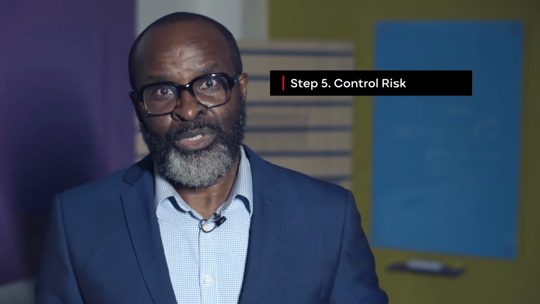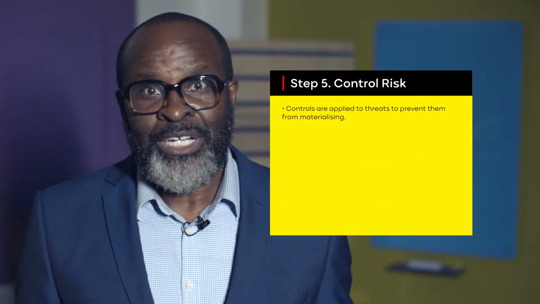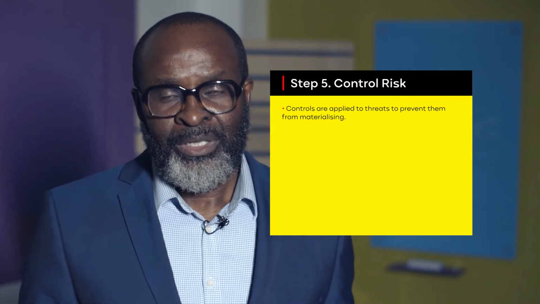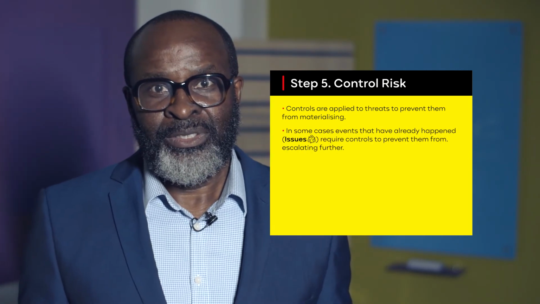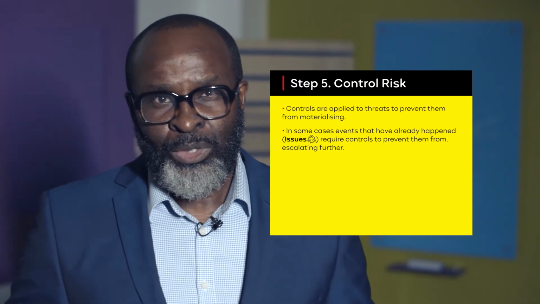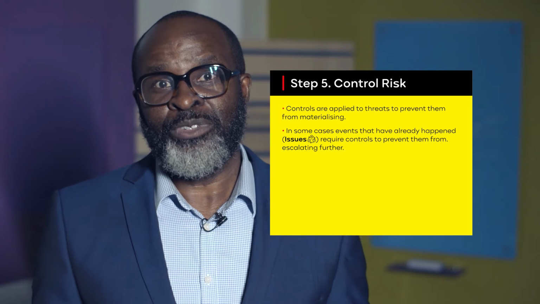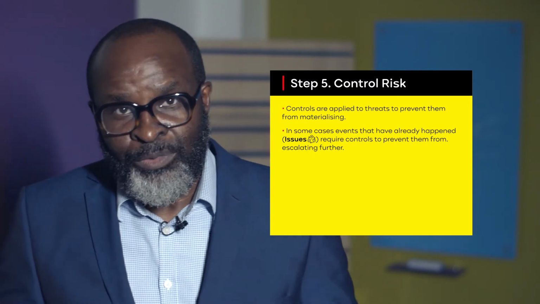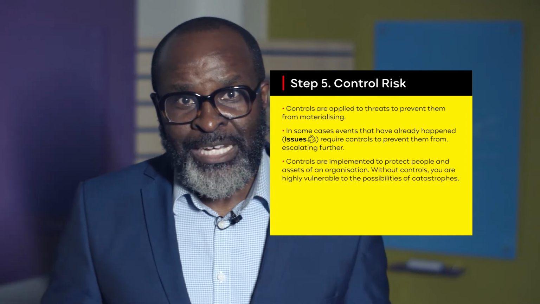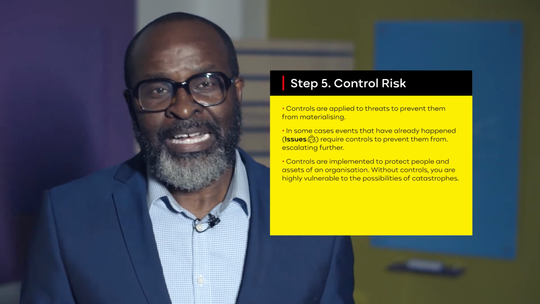It's as simple as ABC. Next, you want to control your risks. Controls are applied to threats to prevent them from happening. In some cases, events that have already happened, which are your issues, require some controls to prevent them from escalating or from becoming more severe. We need controls. You need controls. Controls are implemented to protect people and assets.